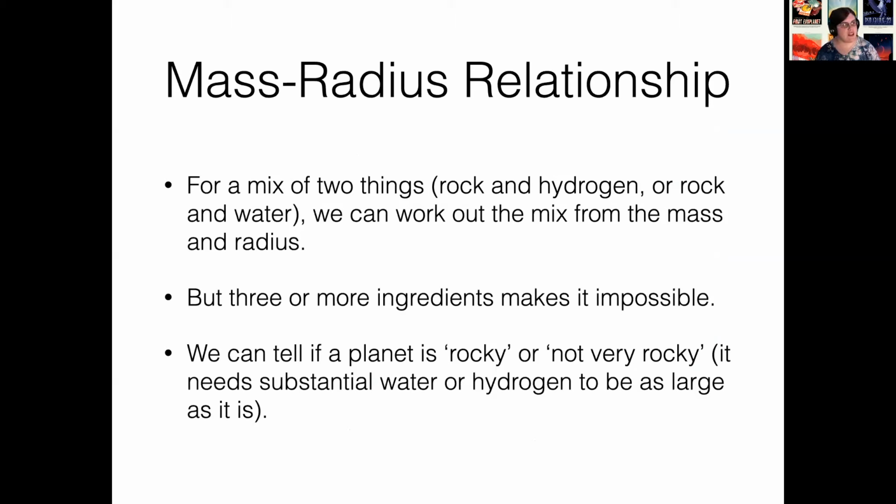But for 3 ingredients, it's impossible. For instance, you can simulate a 100% hydrogen or 100% water world with a mix of rock and hydrogen, because water's kind of in the middle between them. Unless the world is almost 100% rock or almost 100% hydrogen, you can replace some of that rock-hydrogen mixture with water and get a planet of the same mass and same radius. So we can tell if a planet's very rocky or very gassy, but we can't tell anything in the middle, which is a shame, because those are the interesting ones. You know, we want to figure out what the worlds like Neptune are, or what happens if you make Neptune smaller.